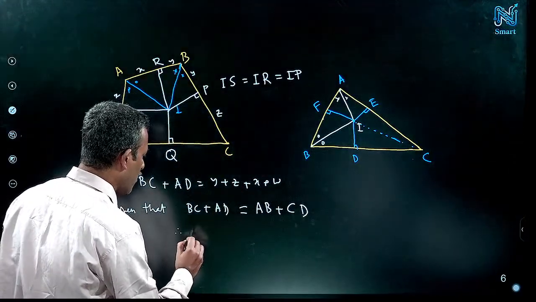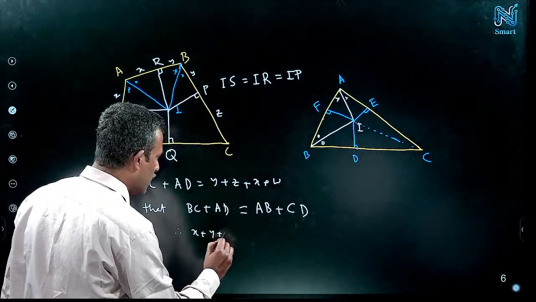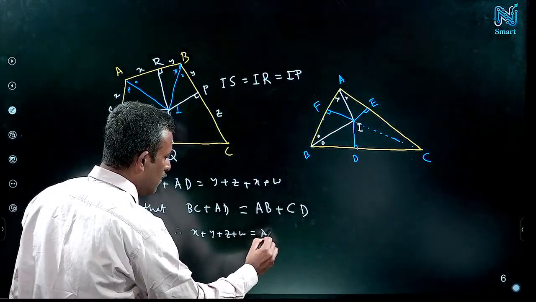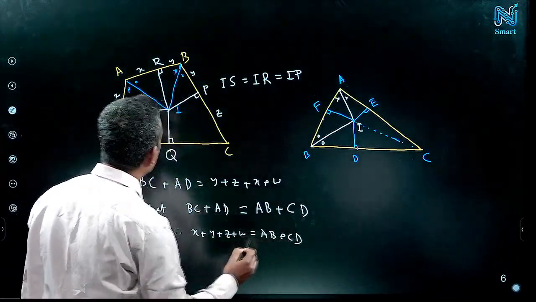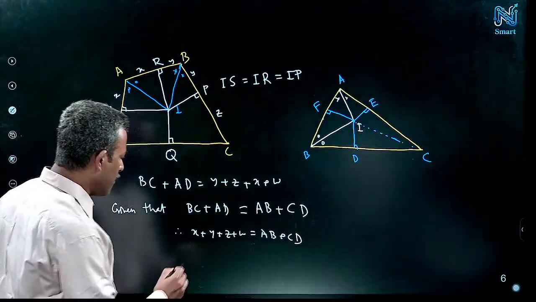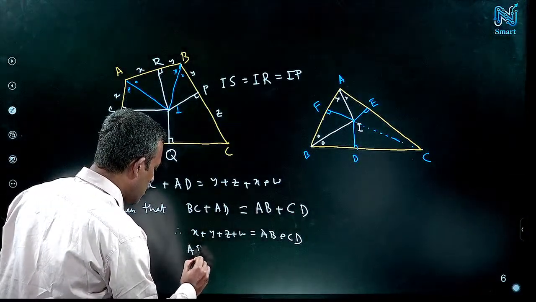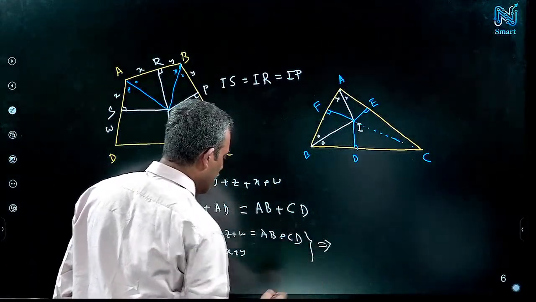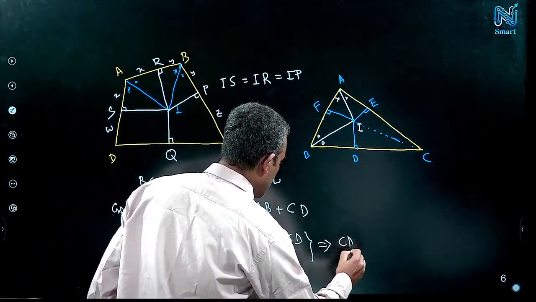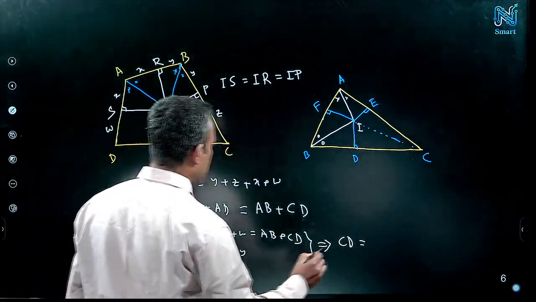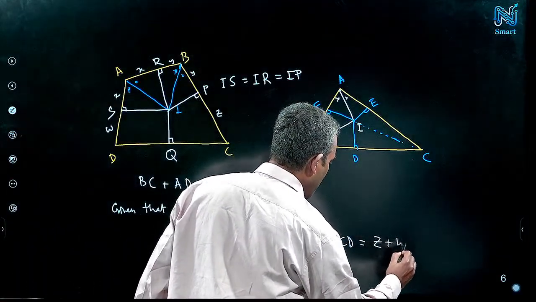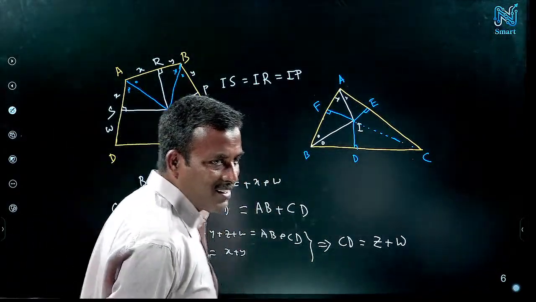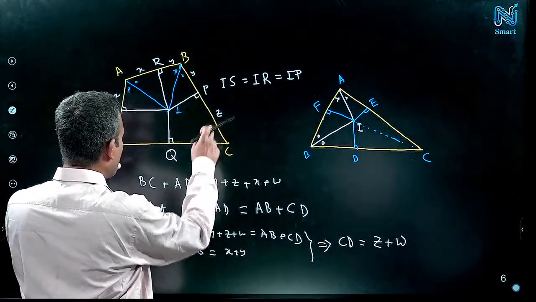That means, therefore, x plus y plus z plus w is AB plus CD. But what is AB? AB is x plus y. That means, from these two, what do we get? CD is z plus w. So z plus w is CD.